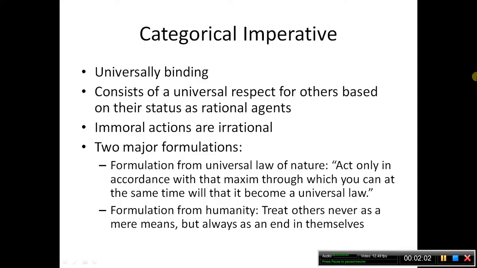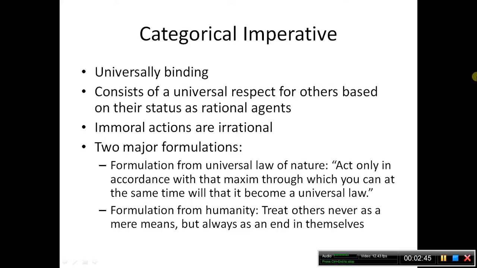So, the categorical imperative. As I said, it is universally binding. It consists of a universal respect for the autonomy of others based on their status as rational agents. Kant didn't think that morality had anything to do with humans. Kant thought that any rational being could participate in morality. It also held that immoral actions were irrational. Some of the things I've said here are a little weird and maybe a little unintuitive, but let's talk about the formulations of the categorical imperative first, because we can use those to shed some light on some of the things I've said here.